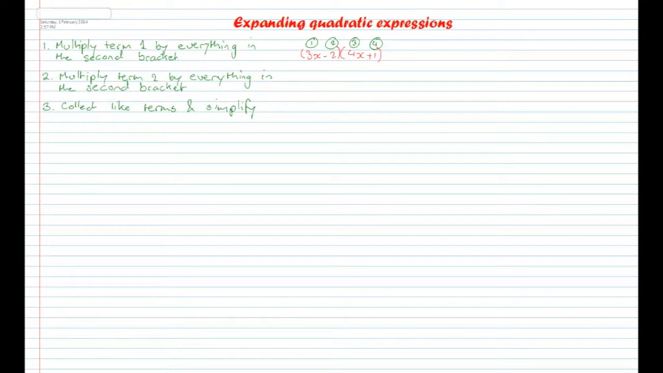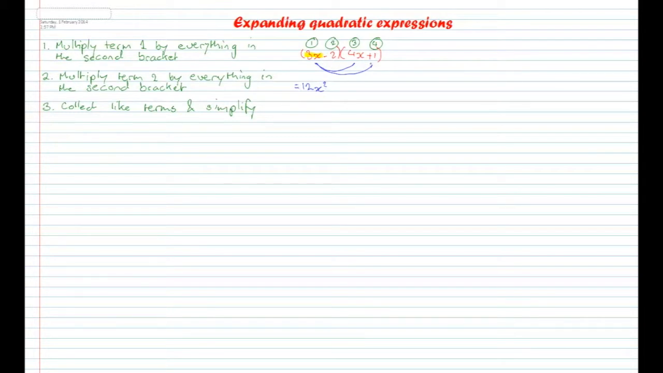So the first step is to multiply term 1 by everything in the second bracket. There's term 1 being this one here, and we're going to multiply it by everything in the second bracket. So let's just draw some lines to it. That one there, and then that one there. So 3x times 4x, well that's going to be 12x squared, because 3 times 4 is 12, and the x times x is x squared.